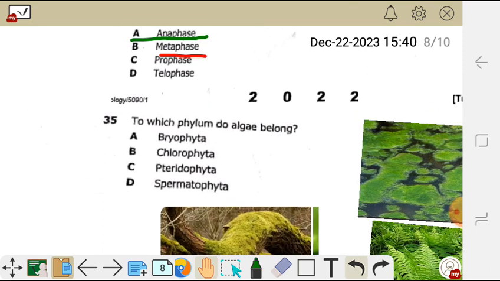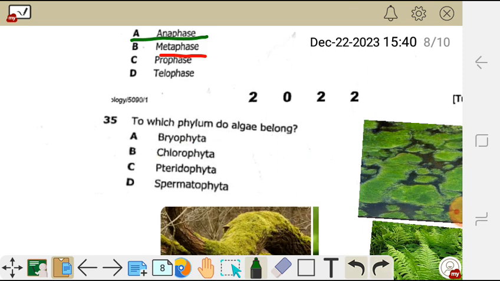Question 35. In which phylum do algae belong? A, Bryophyta, B, Chlorophyta, C, Pteridophyta, and D, we have Spermatophyta. So where algae belong is in the Chlorophyta. Algae has chlorophyll and it produces its own food. So the correct answer is B.